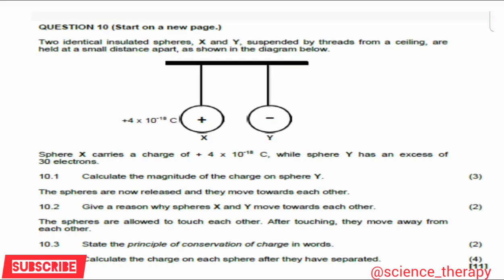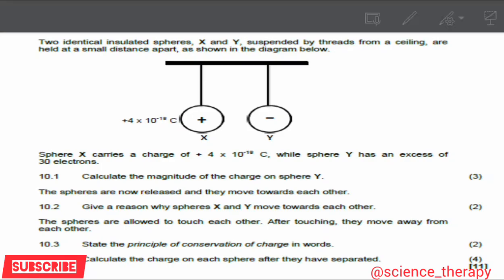Now let's look at another question. They say two identical insulated spheres, X and Y, suspended by threads from a ceiling, are held at a small distance apart as shown in the diagram below. Now, sphere X carries a charge of +4 times 10 to the power of -18, while sphere Y has an excess of 30 electrons. Now they say calculate the magnitude of the charge on sphere Y, right?